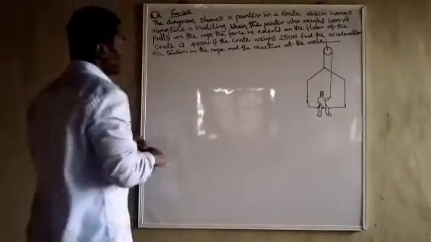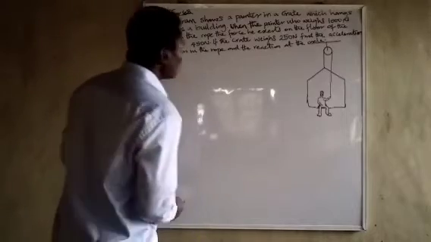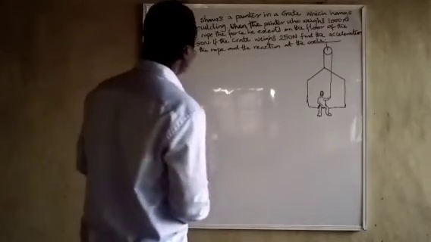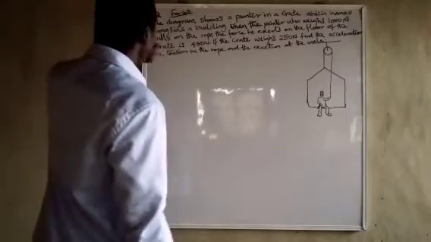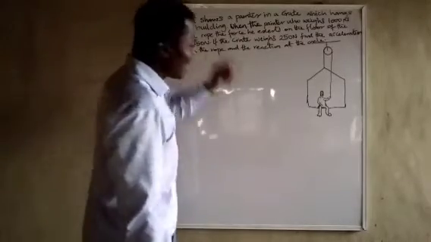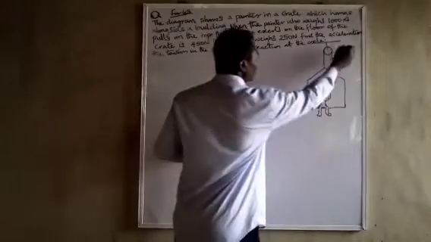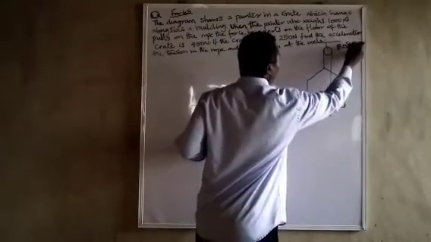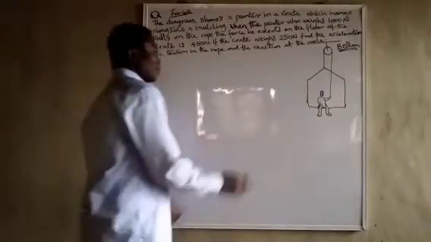The diagram shows the painter in the crate, which hangs alongside the building. When the painter, who weighs 1,000 Newton, pulls on the rope, the force he exerts on the floor of the crate is 450 Newton. If the crate weighs 250 Newton, find the acceleration, the tension in the rope, and the reaction at the axle. So this one is usually called a boatswain's chair arrangement. Now, we will take it one by one.